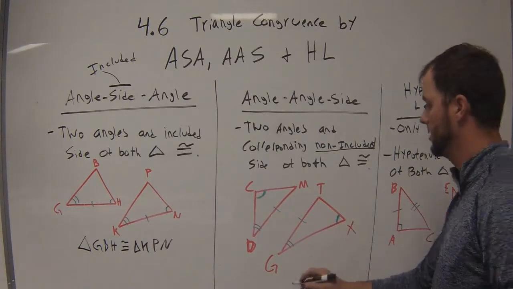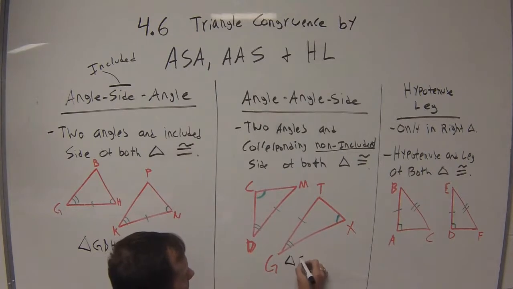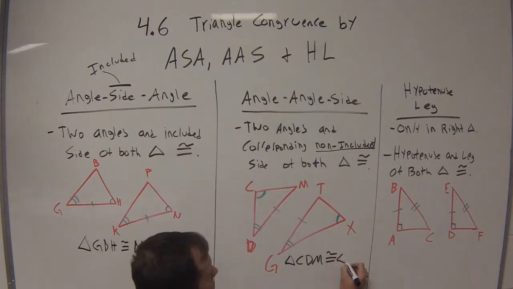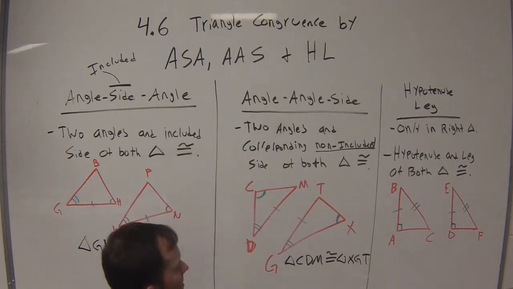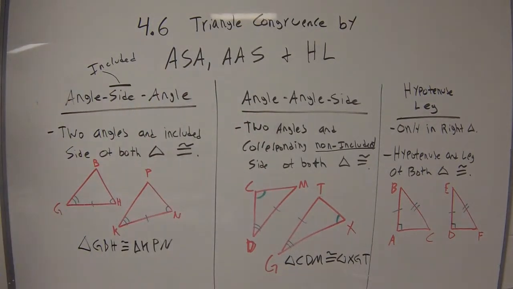So that means triangle, and I'm going to write it down here so we can see it. So triangle CDM is going to be congruent to triangle, and it looks like X, D goes with G, and T goes with M. So ladies and gentlemen, those are going to be congruent to each other, okay?